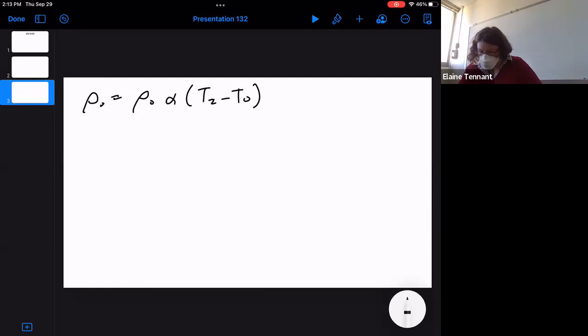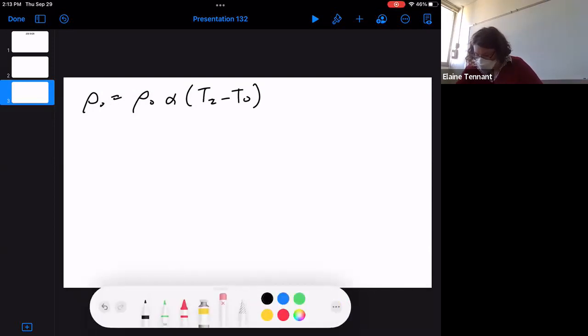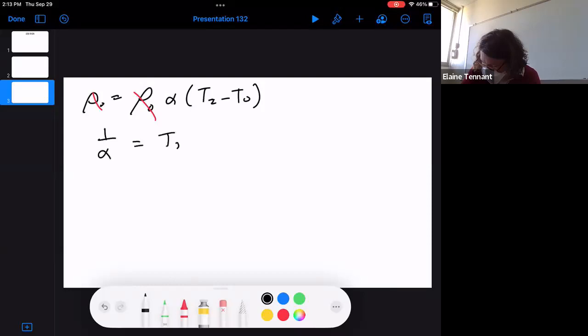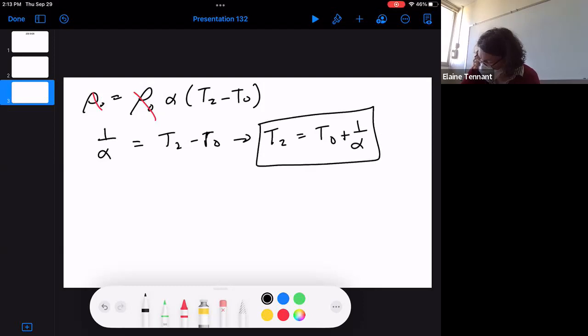What's going to happen to my rho naught here? I can cancel it. And again, I'm just solving for T2, so I will divide both sides by alpha, and I will add T naught to both sides. So I have T2 equals T naught plus 1 over alpha. And that's what they want to see for part A. So far, so good.